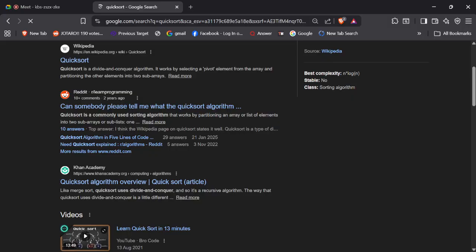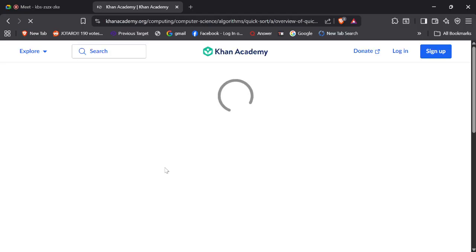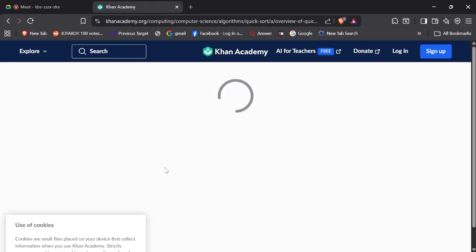Let me just see. They're doing it in reverse order, I think. Let me see. Is it merge sort by then? Let me see something about quick sort.